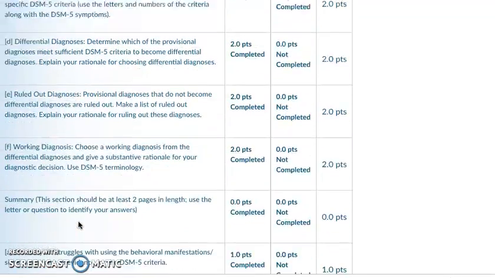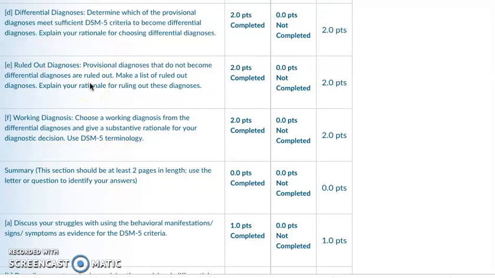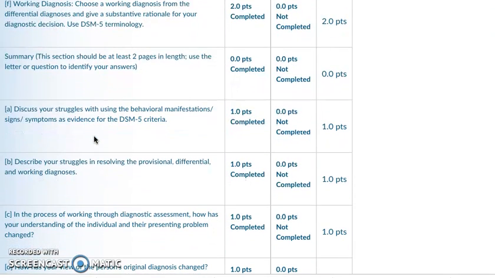And you're going to then indicate in a rule out discussion why you do or don't give the person a particular diagnosis. And then based on that, what is your final working diagnosis? This is the diagnosis that you believe gives the most accurate and comprehensive picture of the problems this client is struggling with.